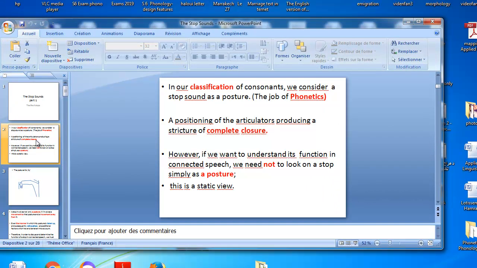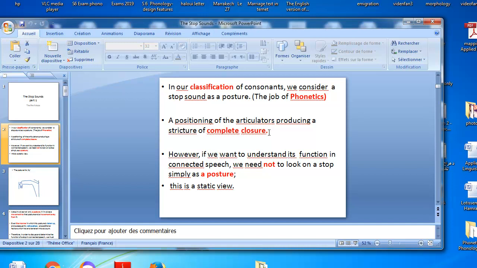Now, in our classification of consonants, we consider a stop sound as a posture. As I said, this is the job of phonetics. What is meant by a posture? It means simply we look at sounds as a kind of positioning of the articulators producing a structure of complete closure. Let me just explain it very briefly and quickly.